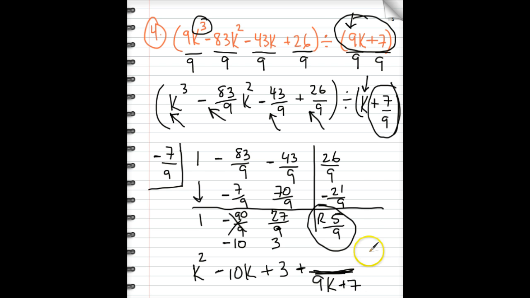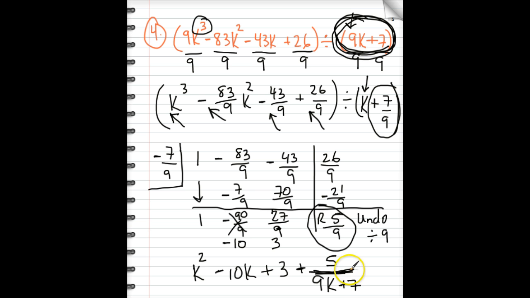Again, where am I getting this from? It was the original divisor before we started the problem, 9k plus 7. That has to go as the bottom of your fraction for the remainder. Now, this 5 ninths on top was a remainder after we divided everything by 9 so that we could do the division. So basically what you have to do is undo the divide by 9. If you undo dividing by 9, that's multiplying by 9. So 5 ninths times 9, the 9s cancel, and you'd be left with 5.